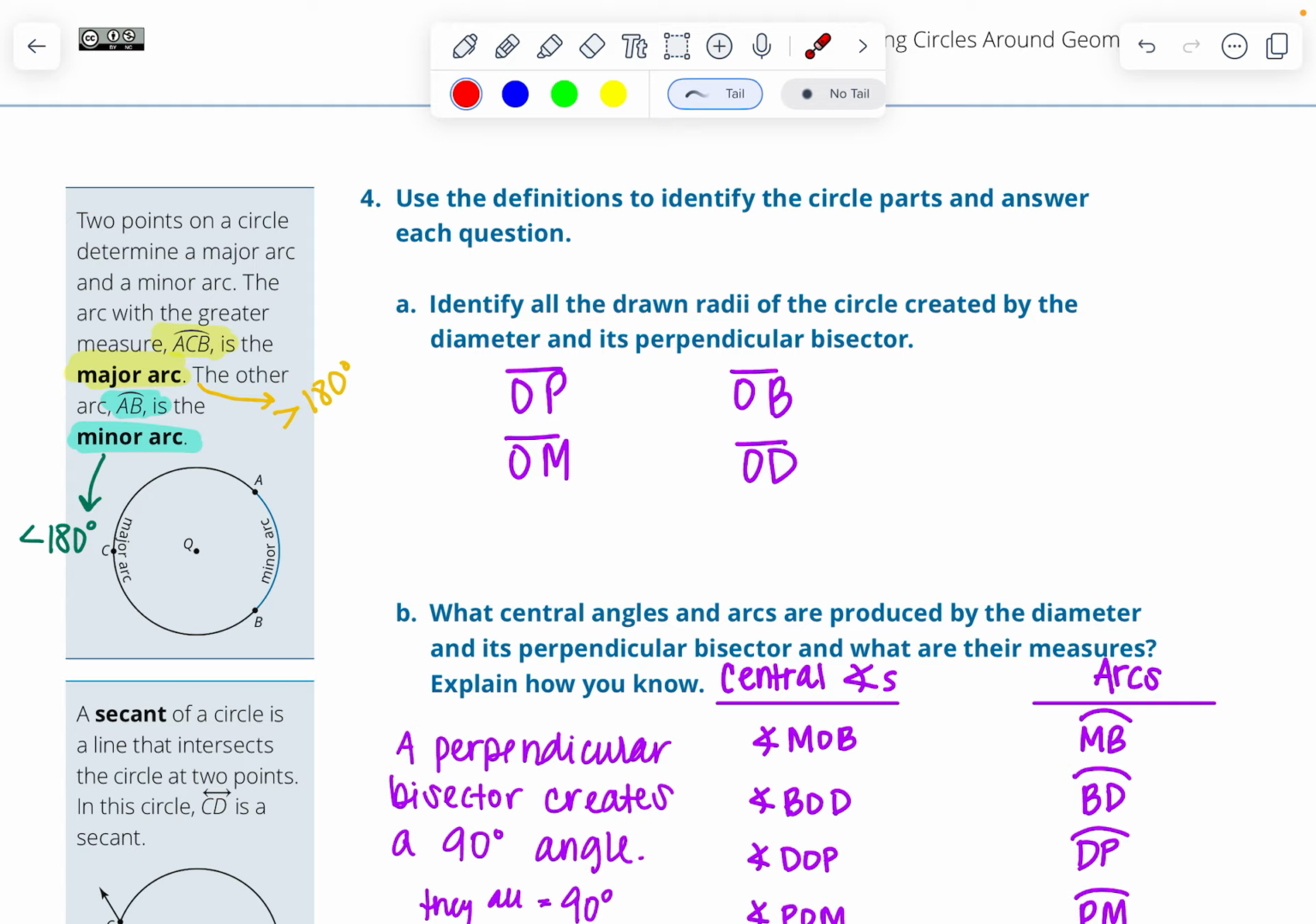So this would be minor arc. Well, we need the major arc, sorry. All right, so the major arc is ACB, ACB, and then the minor arc is AB. A minor arc is going to be less than 180 degrees. A major arc will be greater than 180 degrees.